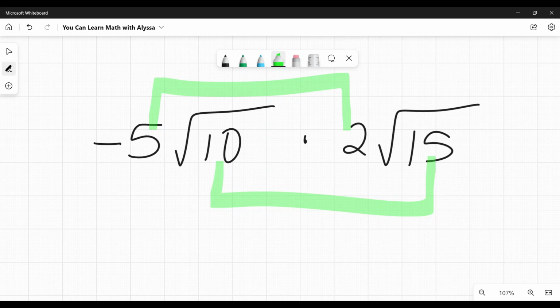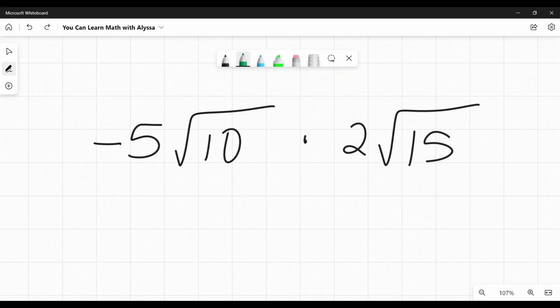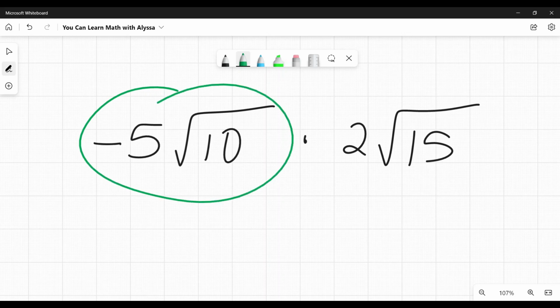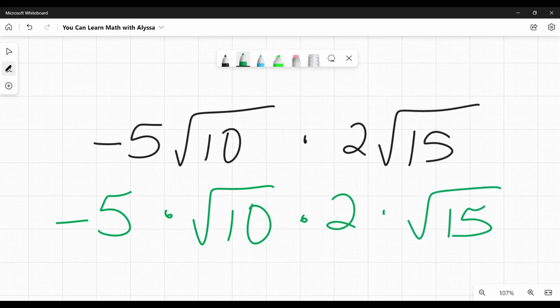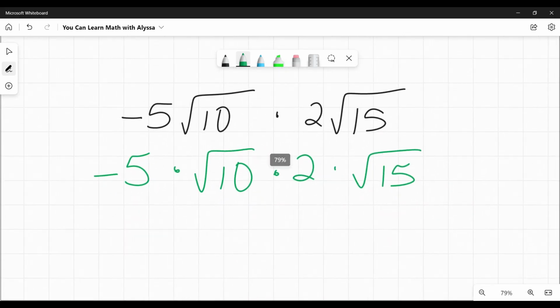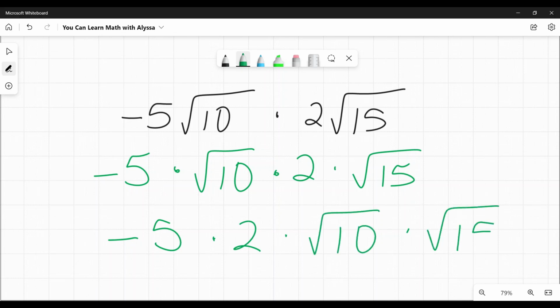That can be a little bit vague, honestly, that wording. So what that means is -5 square root of 10 is the same as -5 times the square root of 10. And 2 times square root of 15 is the same as 2 times the square root of 15. Now, fancy word incoming, the commutative property of multiplication says we can reorder things when we multiply. So that means I can swap these two and write it as -5 times 2 times the square root of 10 times the square root of 15.